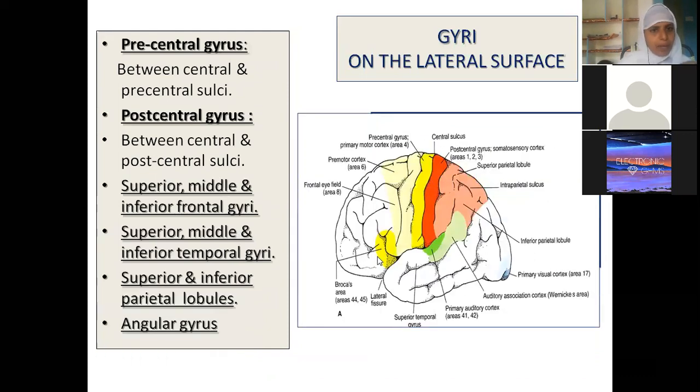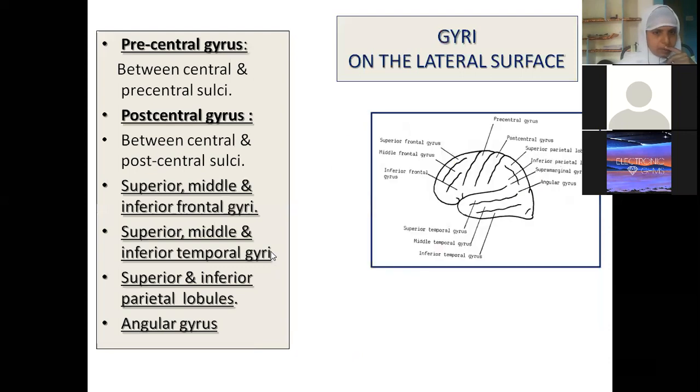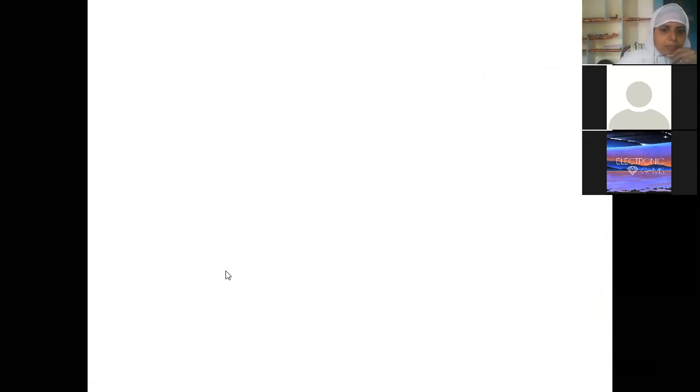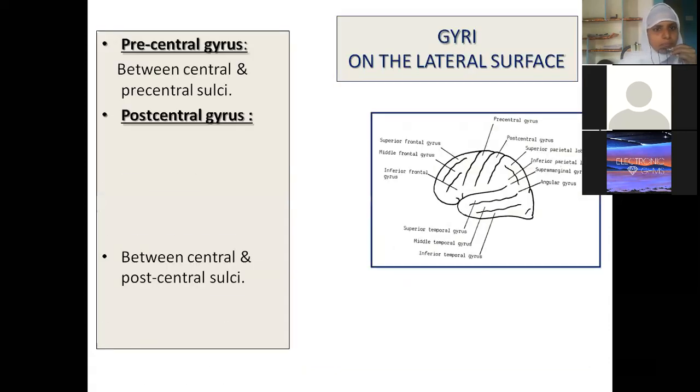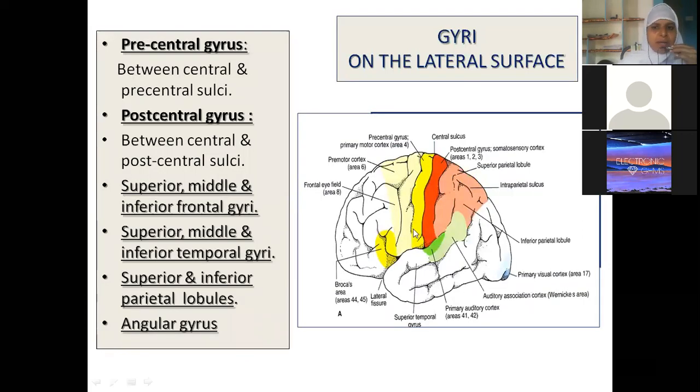Now see here. Anything which we have missed? Let me check. Any functional areas, again we will do. The precentral gyrus is actually the primary motor cortex, which is area number 4. This is the primary motor area. The postcentral gyrus is the somatosensory area, that is area number 1, 2, 3. Anyhow, we will separately study all these functional areas as we proceed.